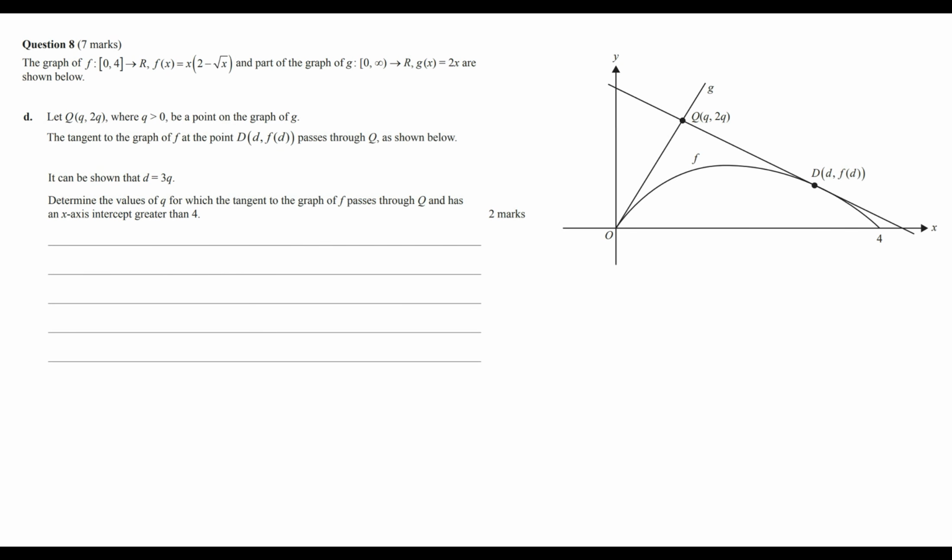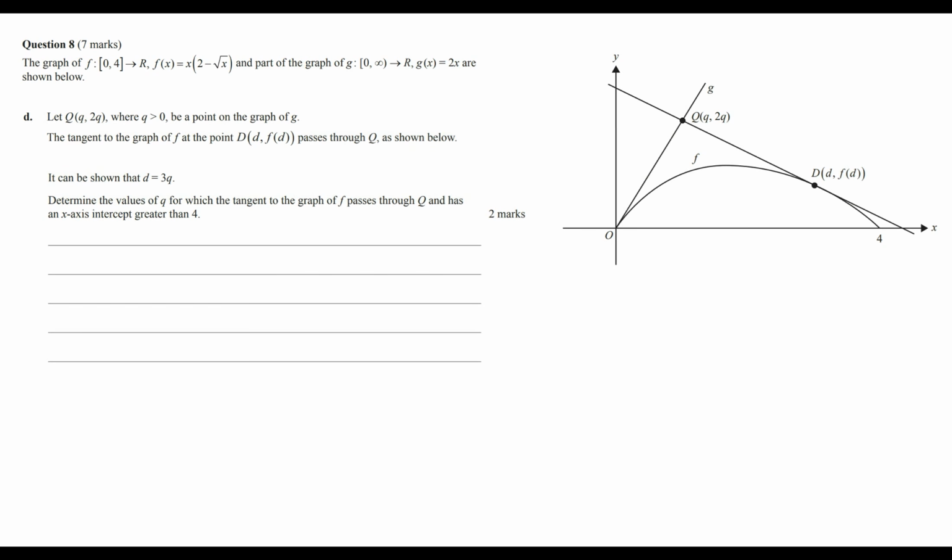Let q, where q is larger than 0, be a point on the graph of g. The tangent to the graph of f at the point D passes through q as shown below. It can be shown that D is equal to 3q. Determine the values of q for which the tangent to the graph of f passes through q and has an x-axis intercept greater than 4.